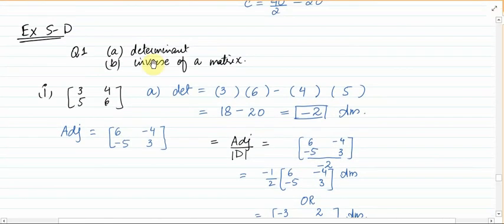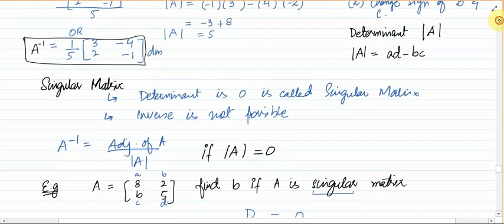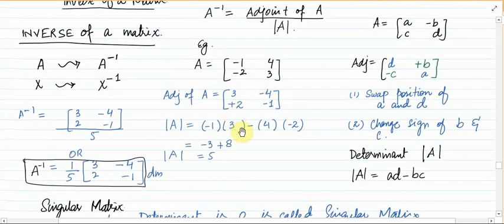Keep in mind that whenever you need to find the matrix inverse, you need to find its determinant and then its adjoint. For the adjoint of a matrix, as I have told you, you need to change the positions of A and D, and change the sign of B and C. Once you find the adjoint and determinant, you place them in the matrix inverse formula, and after the substitution, you simplify it. You can leave your answer there, or you can divide 1 upon 5 through all the members. It's up to you.